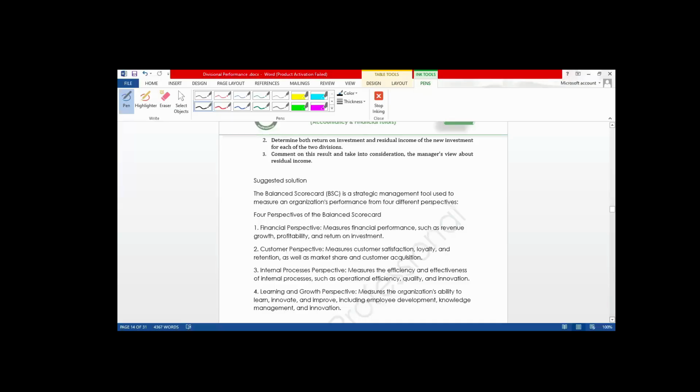A company cannot afford to be static. Even an individual, you cannot afford to be static. The business environment is dynamic. It's always changing. Hence, a company must learn to grow. You must learn to innovate. You must be creative. These are the 4 perspectives at which you can measure a company's performance.